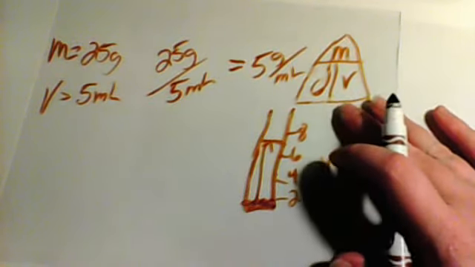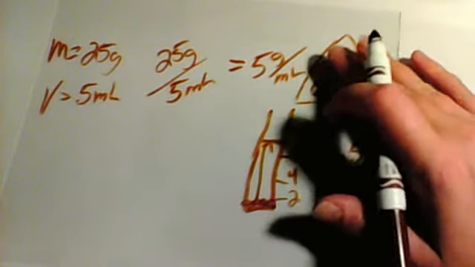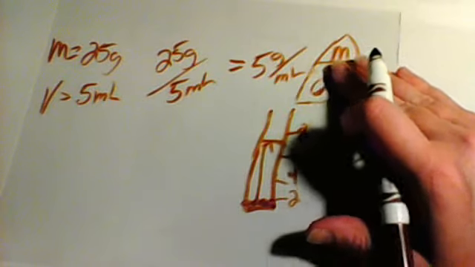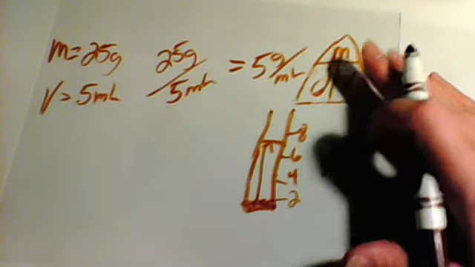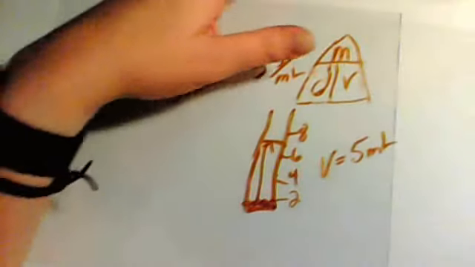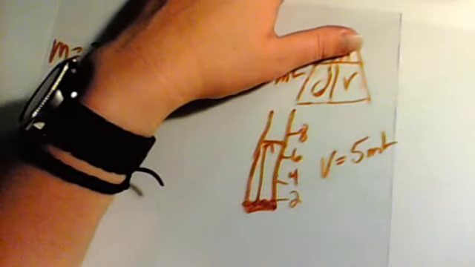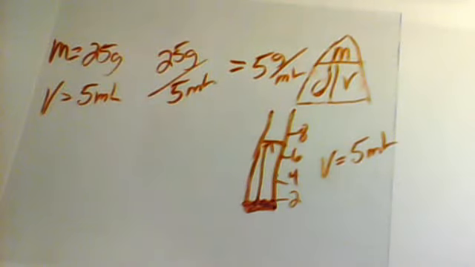And the density triangle is extremely helpful because if I was looking for volume, I would cover up volume here, and then you would have mass divided by density equals volume. And if I was looking for mass, because it gave me density and volume, then covering up my mass here, you can see density is multiplied by volume in order to get mass. So that is how your density triangle works. That is how you work a density problem.